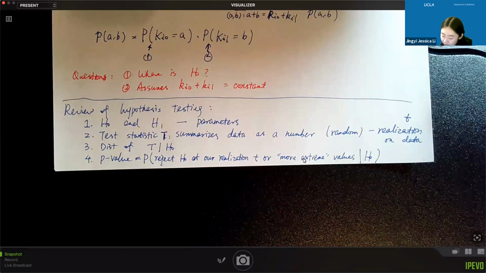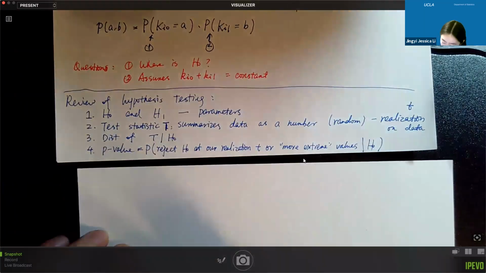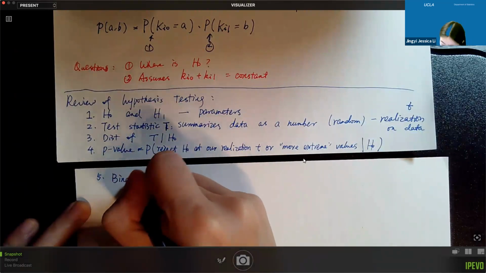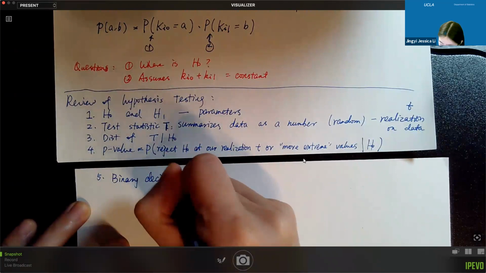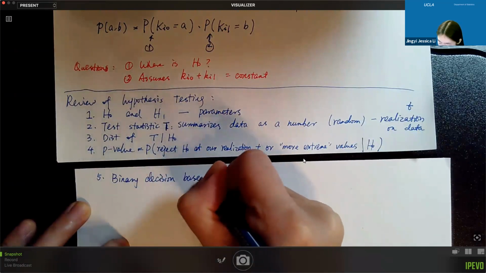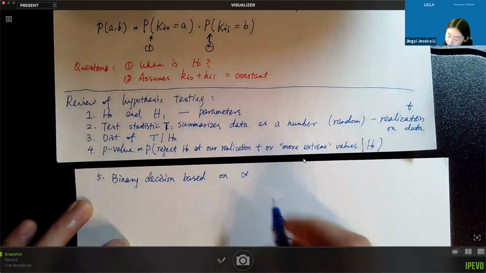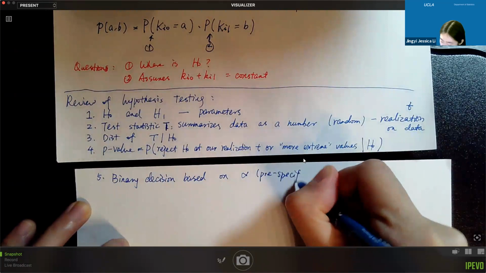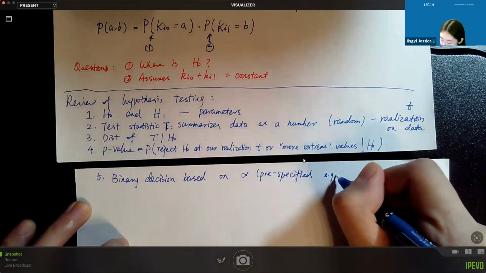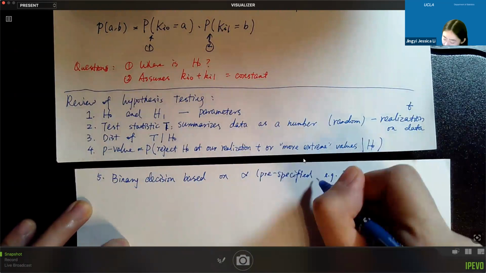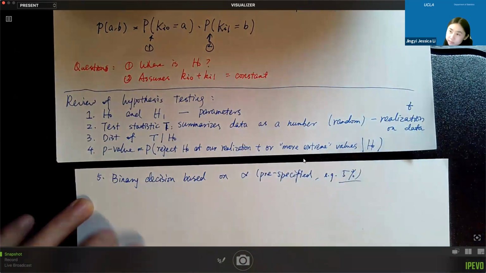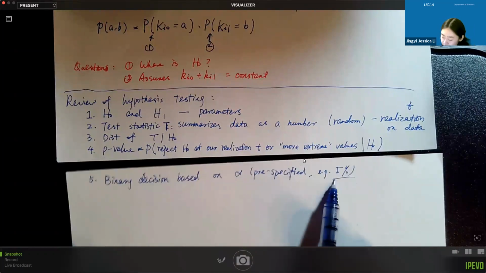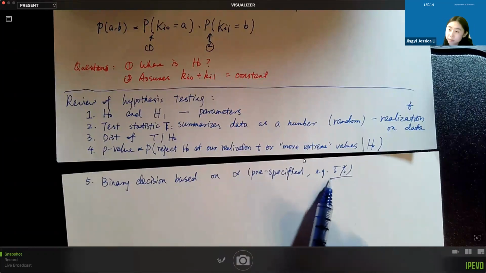Okay, so once you convert a realization to a p-value, finally, you will make a decision. That is, you reject the null or not based on a significance level. So finally, you will make a binary decision based on alpha, which needs to be pre-specified. And this is usually set to 5% for most people. But I would say the 5% is not a ritual. You can change this. It's just how small you believe a small enough probability to be.